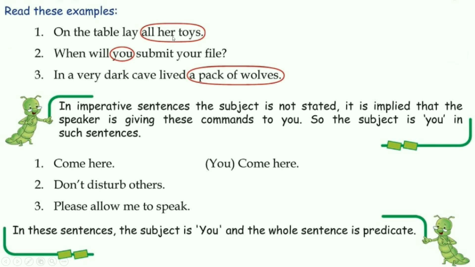Whom are we talking about here? All her toys. Okay, so it is the subject, and on the table they will be the predicate. Now come to second number. When will you submit your file? Whom are we talking about here? You. So can you see here? The subject is in the middle of the sentence.